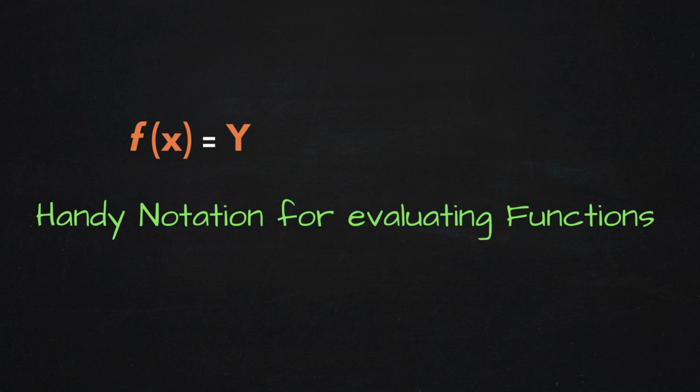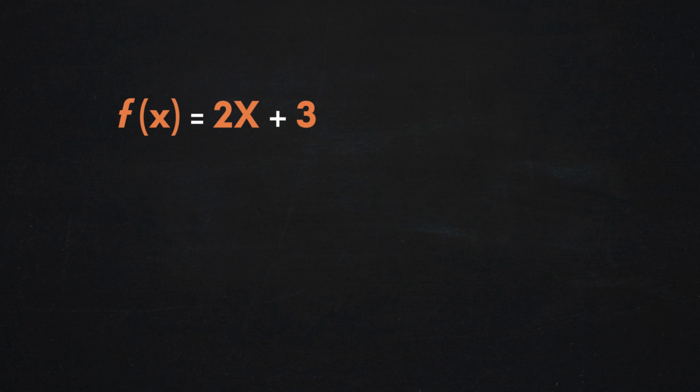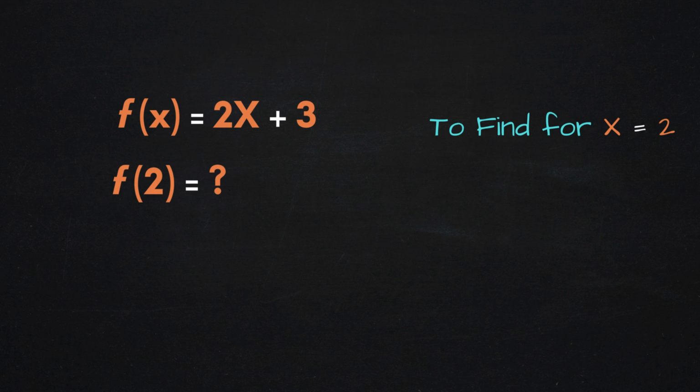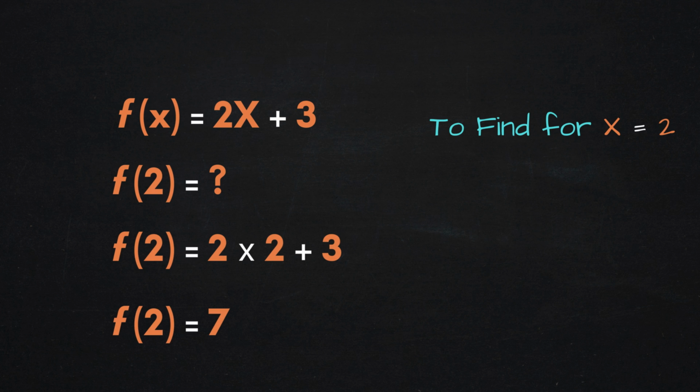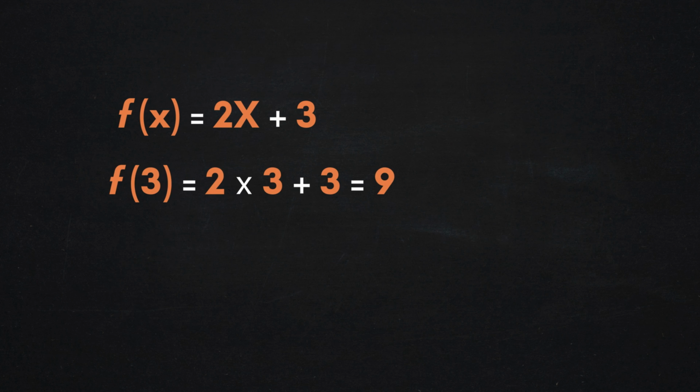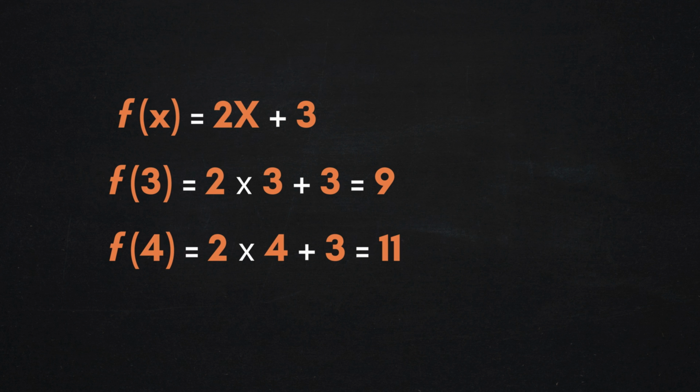For example, you could start off by saying, let the function f of x equals 2x plus 3. So to find the output for input x equals 2, we would ask, what is f of 2? Notice we have replaced the input x with 2. So we will substitute 2 in place of any x that is in the function. For this function, that would mean f of 2 equals 2 times 2 plus 3, which turns out to be 7. Similarly, we can do this for other values too. f of 3 equals 9, and f of 4 equals 11.